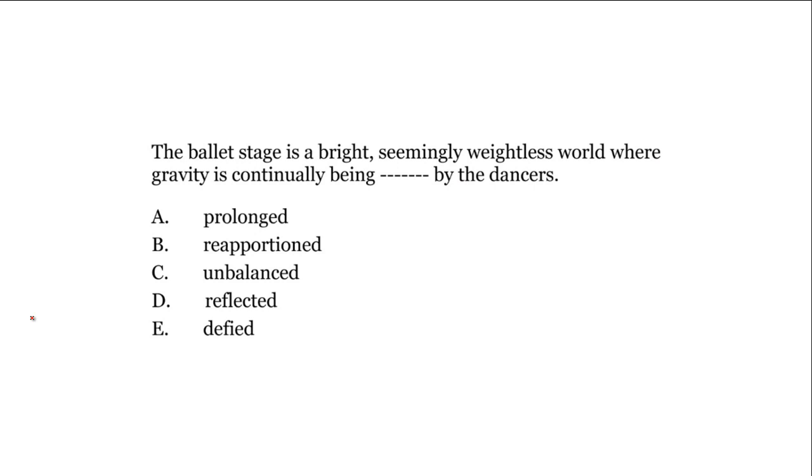Moving on. Step 1, read the sentence. The ballet stage is a bright, seemingly weightless world where gravity is continually being blank by the dancers. Step 2, underline context clues. Ballet stage, bright, seemingly weightless world where gravity is continually being blank. Step 3, determine the tone. All right. Well, if the dancers appear to be weightless on stage, then gravity is continually being overcome, a positive tone, and let's go with, for step 4, our word, overcome.